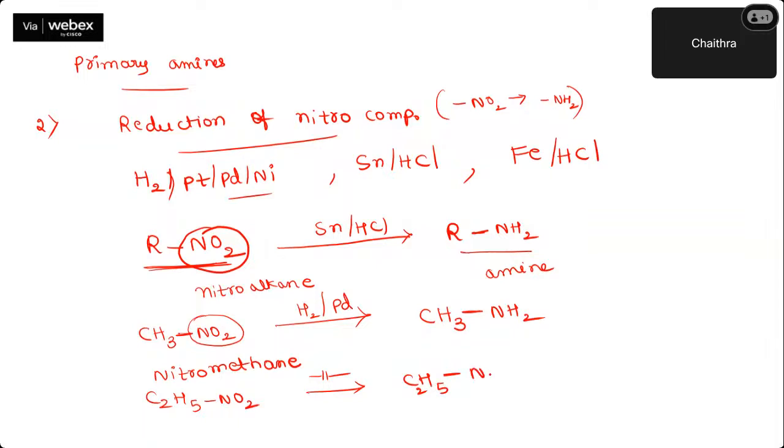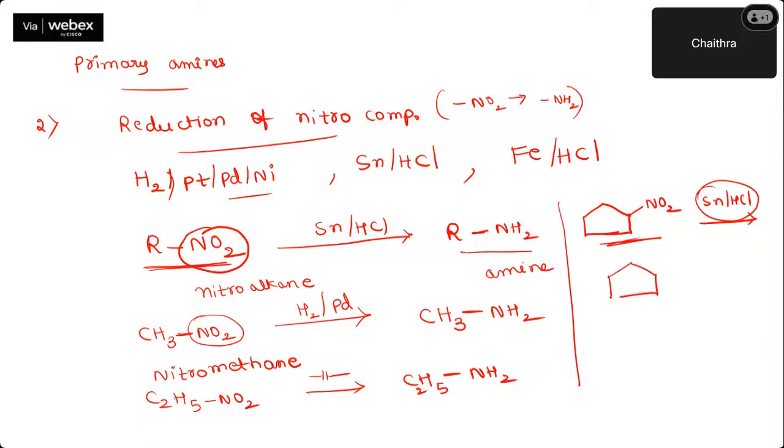C2H5NH2. So this is nothing but ethylamine, right? One more example I will write here. You identify the product. This is cyclopentane, and now I have attached an NO2 group. Nitro group is there, cyclopentane ring is there. This is tin in HCl, which also works as a reducing agent. Now you just convert that NO2 group to NH2. You get cyclopentanamine.